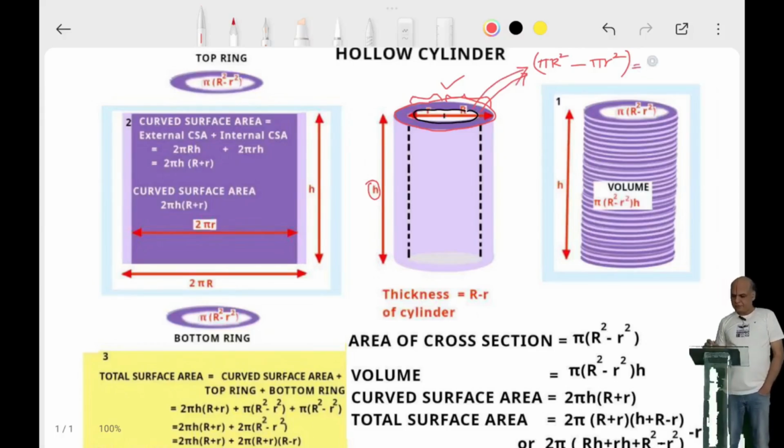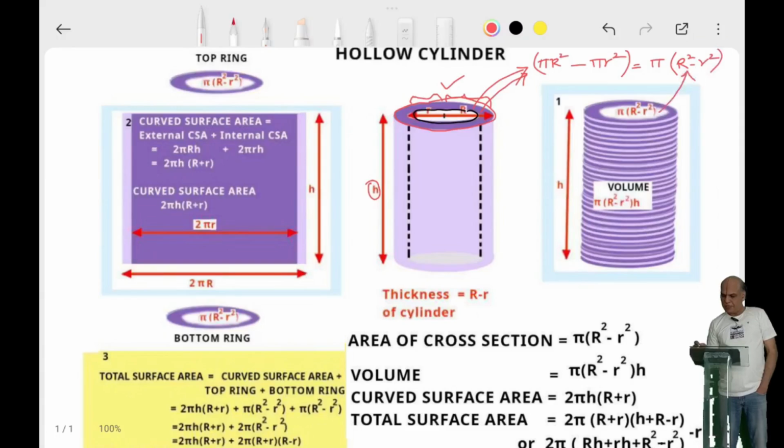So in this, if I take out pi as common factor, capital R square minus small r square. So this is the area of the top circle. So this is the area of the cross section of a hollow cylinder: pi capital R square minus small r square, where capital R is the external radius and small r is the internal radius. As usual, h is the height.